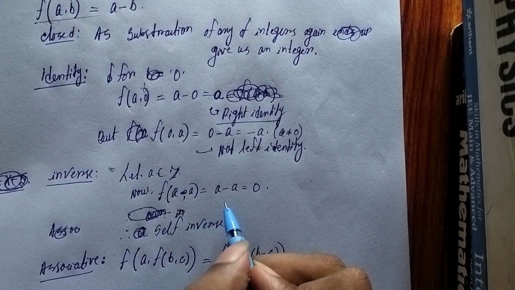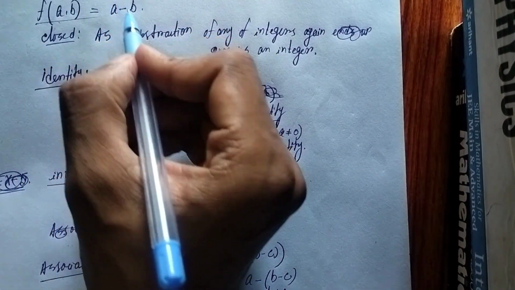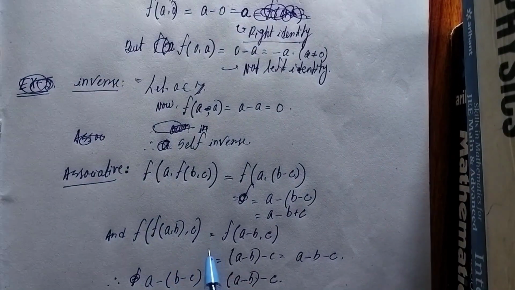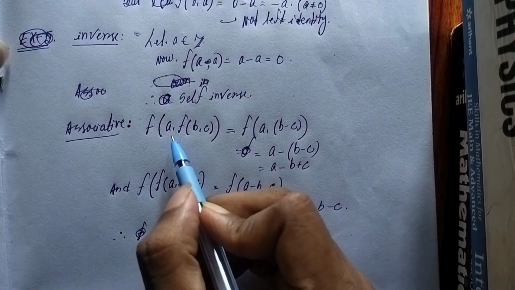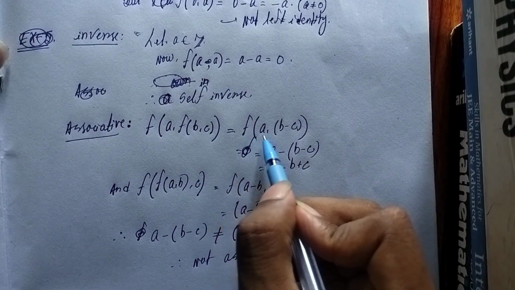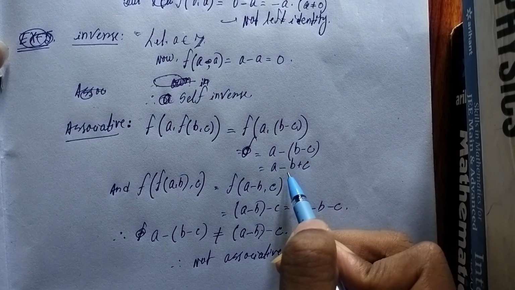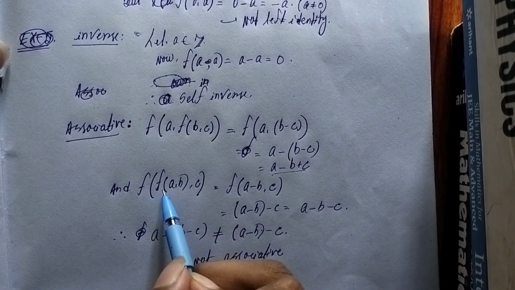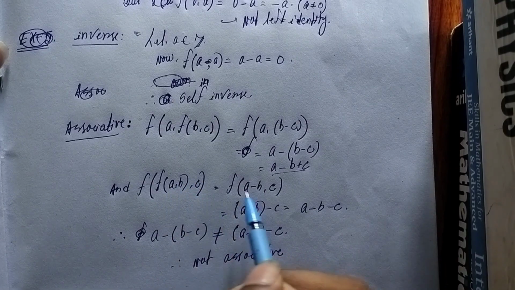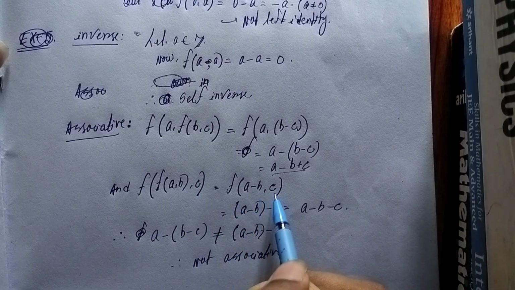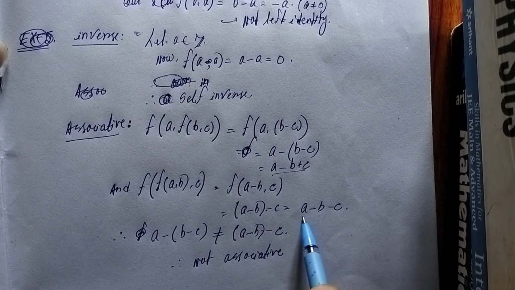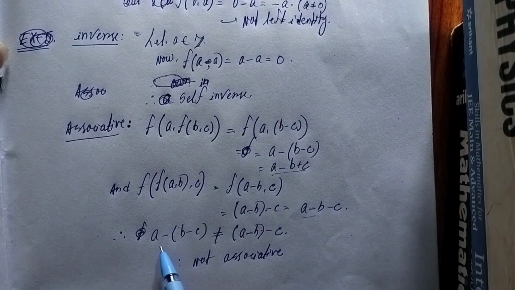Now this has been for the integers, and if we take subtraction, then it has an inverse. Now associativity. For associativity, f of a comma f of b comma c equals f of a comma b minus c, equals a minus b plus c, ultimately we end up with this. Now again, taking the other side, f of f of a comma b comma c is f of a minus b comma c, ultimately a minus b minus c. These are not equal, so it is not associative.